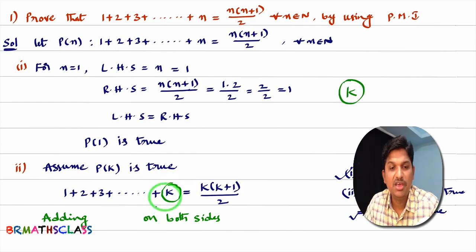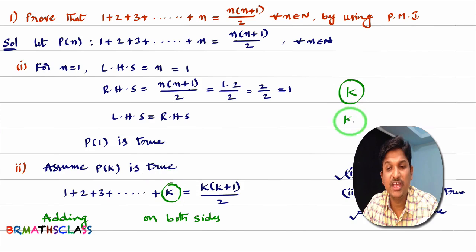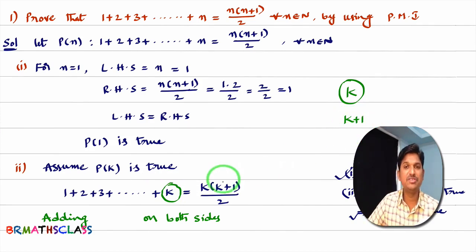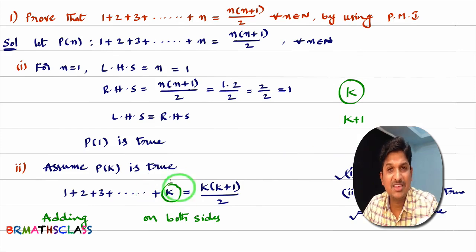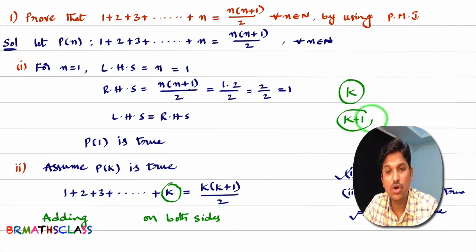What term is there here? Here k is there. In this term, wherever k is there, you write k plus 1. This is not only for this problem. For all the problems, we will follow the same procedure. Here, in this term, where k is there, you write k plus 1. What you got here? You got k plus 1.